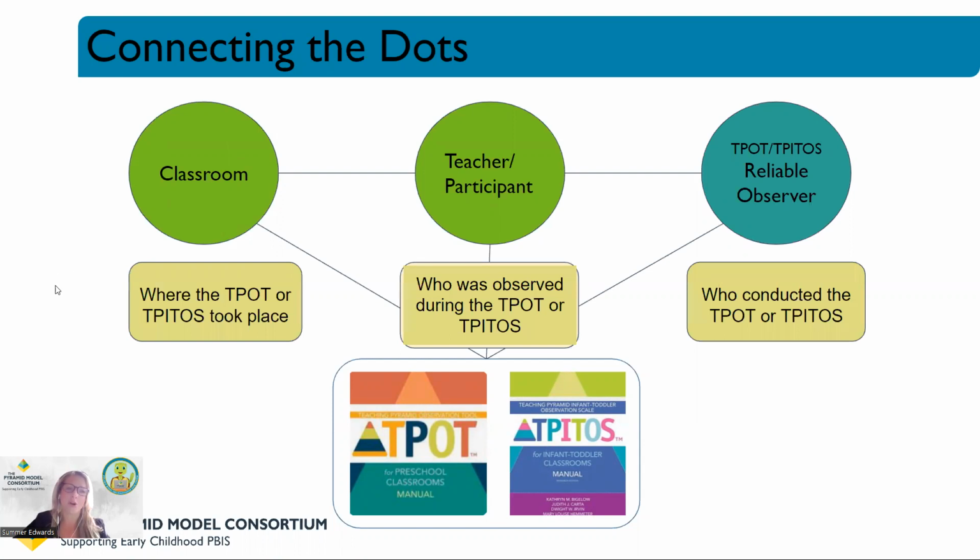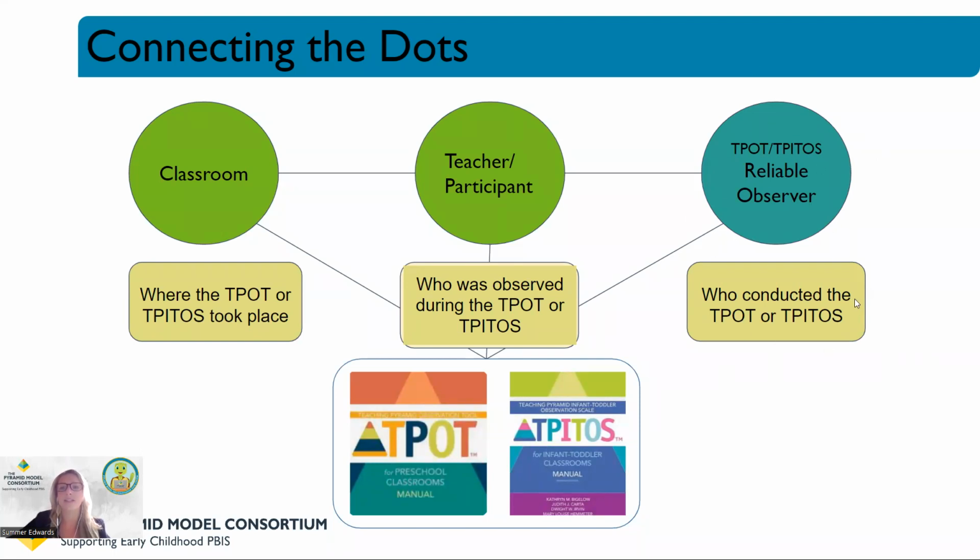So again, just going over this, we're looking at where the TPOT is taking place. This is a requirement on the TPOT tool or TPITOS tool in PIDS. We're also looking at who was observed. This is a required field in the tool as well. So we have to indicate who is participating in the TPOT or TPITOS. And then finally, who was conducting the TPOT or TPITOS.